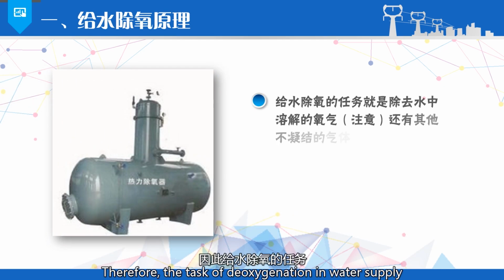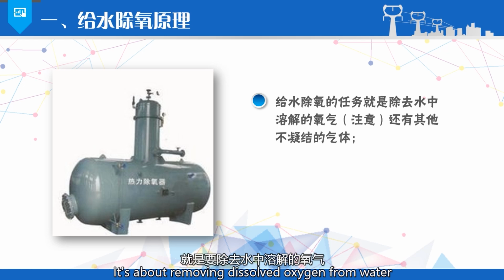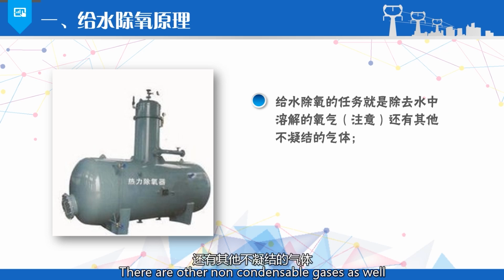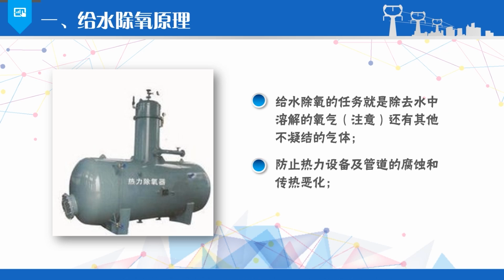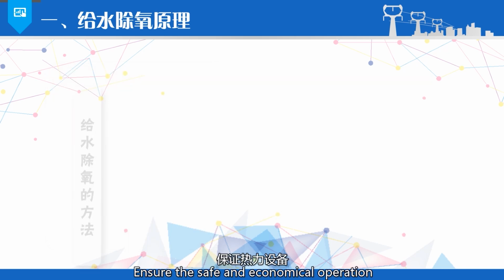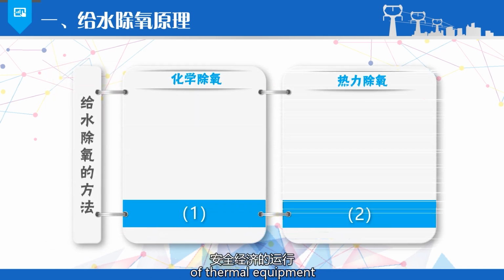Therefore, the task of deoxygenation in water supply is to remove dissolved oxygen from water. There are other non-condensable gases as well. This prevents corrosion and heat transfer deterioration of thermal equipment and pipelines, and ensures the safe and economical operation of thermal equipment.